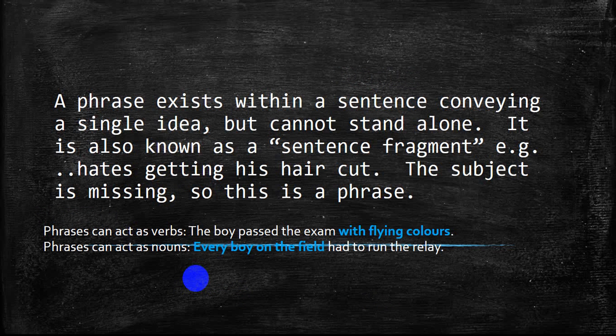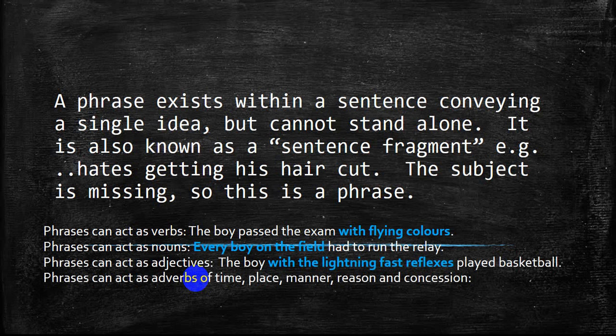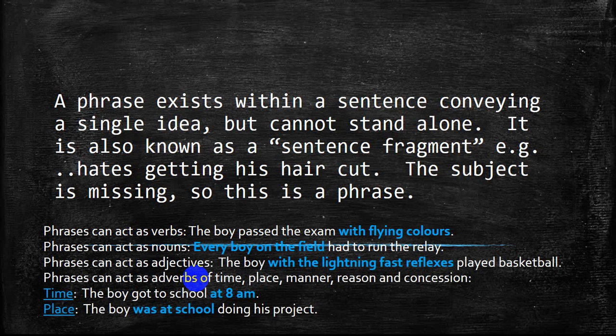They can act as nouns. Every boy on the field had to run the relay. They can act as adjectives. The boy with the lightning fast reflexes played basketball. And they can act as adverbs of time, place, manner, reason, and concession. The two examples I've got here: time, the boy got to school at 8 a.m. and place, the boy was at school doing his project. So they can't stand alone, unlike clauses which can.